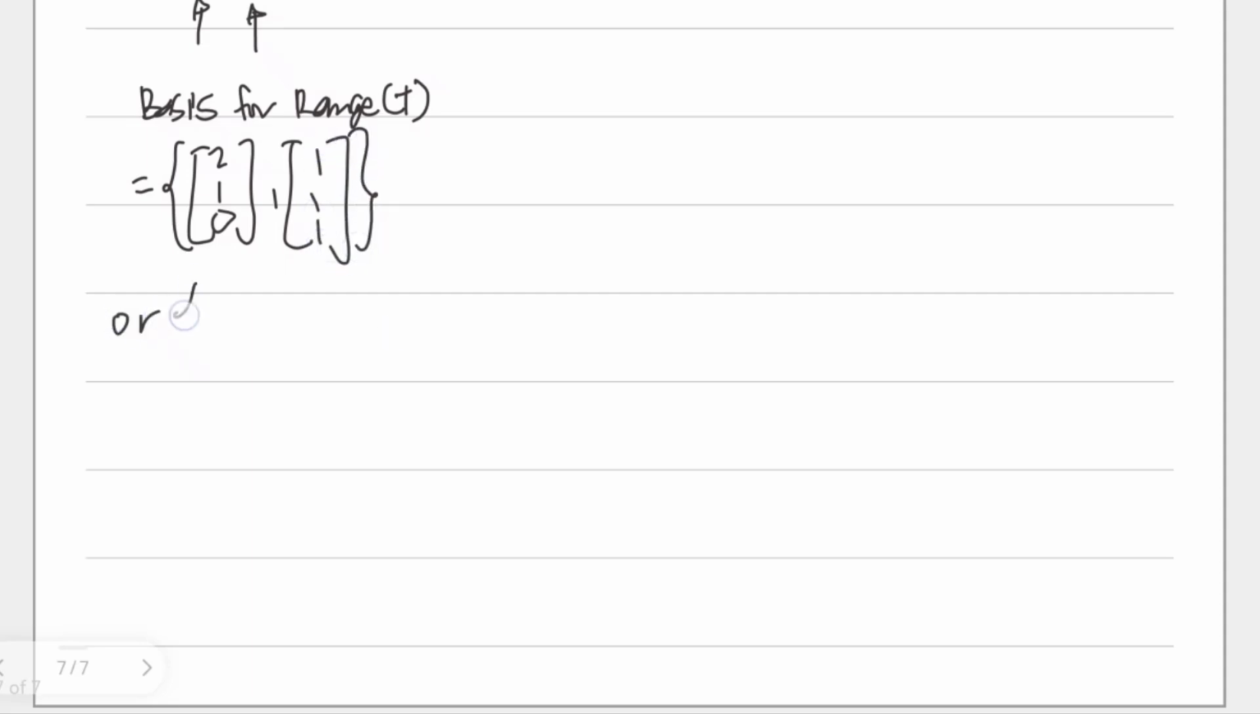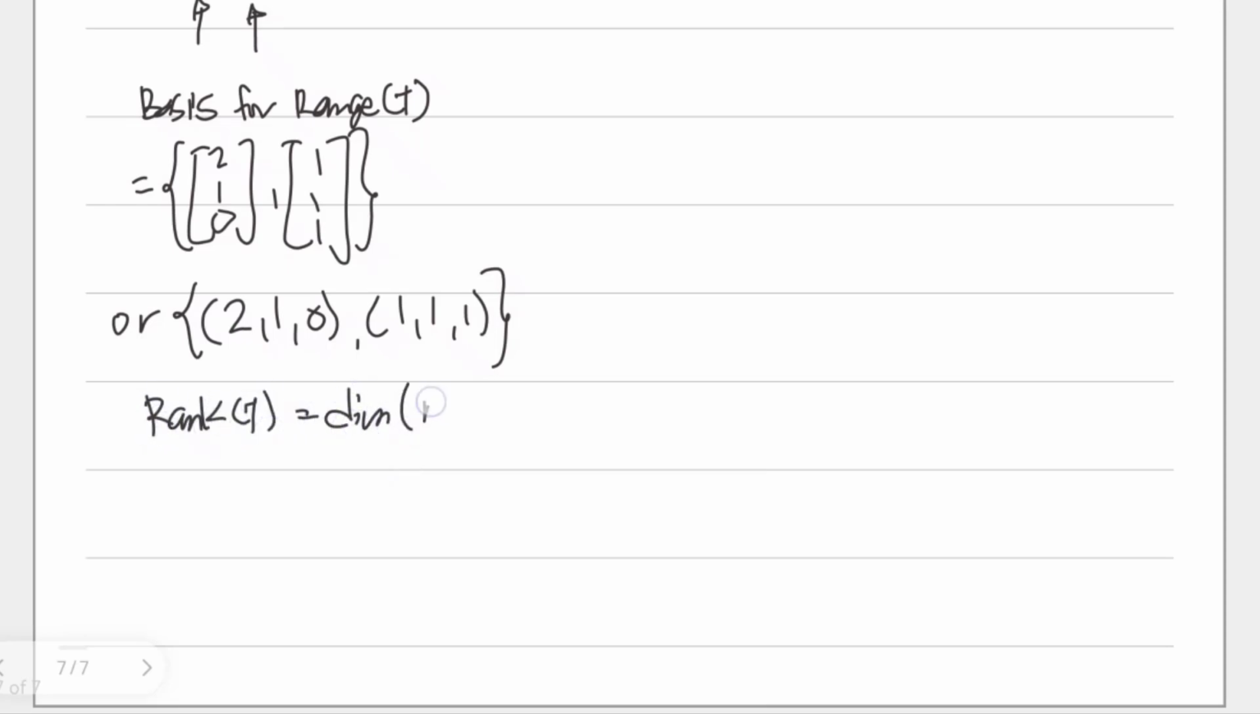Or you could write it like this: 2, 1, 0, and then 1, 1, and 1. Okay? Now let's proceed to the rank of T, as this is equal to the dimension of the basis of your range. In short, we're just going to look at the number of vectors that are part of the basis of your range. And since we have 2, your rank of T is also 2. So this is how we start solving for the basis of the range and the rank of T, or of our first matrix. Let's duplicate the same process.